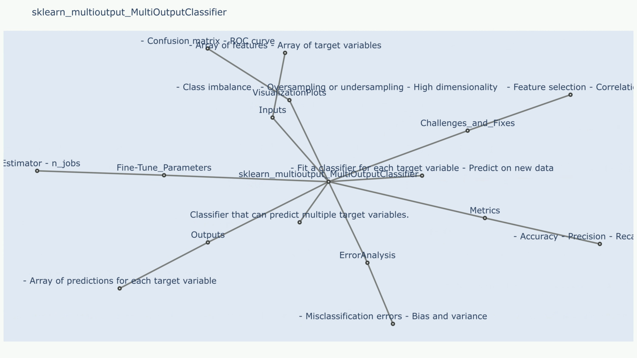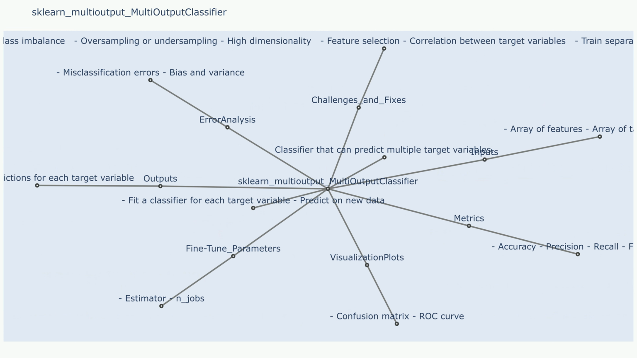Outputs. Output 1: a 2D array of shape (n_samples, n_outputs), containing the predicted target values for each output. Output 2: each element in the output array represents the predicted label for the corresponding output variable and sample.